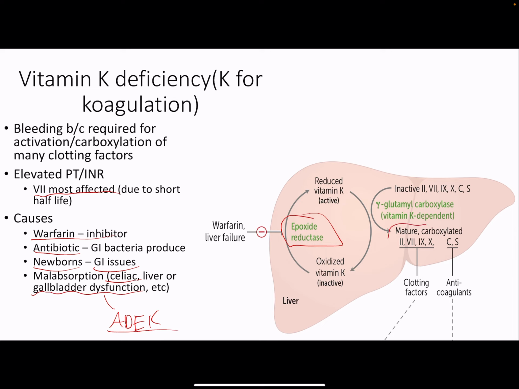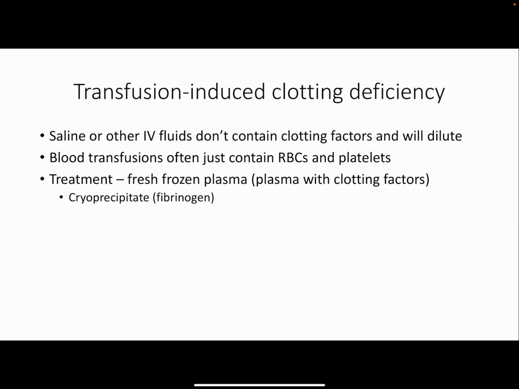And note here that yes, it is getting coagulation factors, but it's also affecting protein C and protein S. So it also is necessary for some of your coagulation inhibitors, which will come back very soon. That's going to be important. So other ways we can get clotting deficiencies is through transfusion.